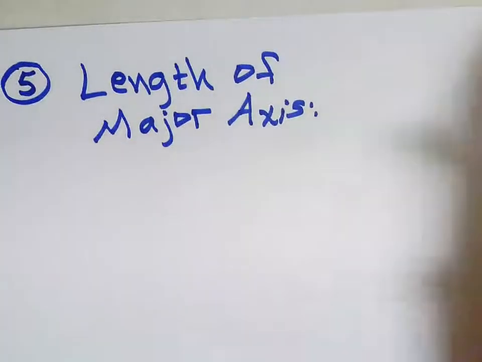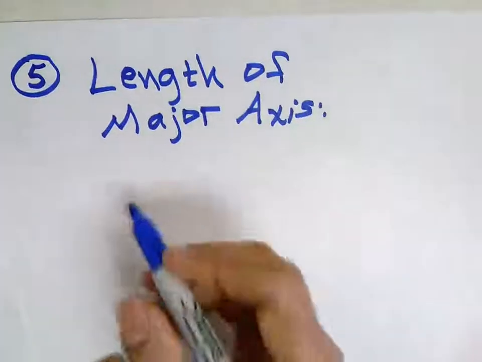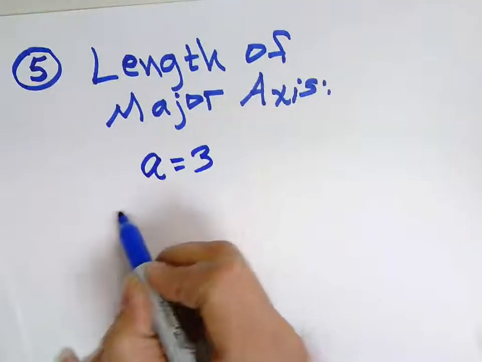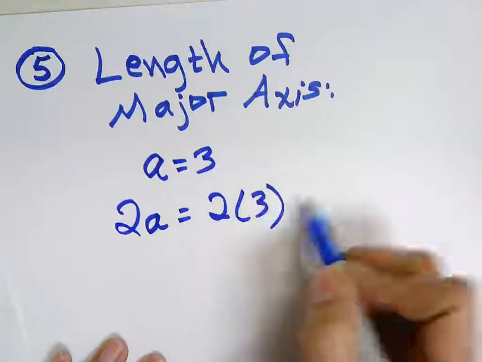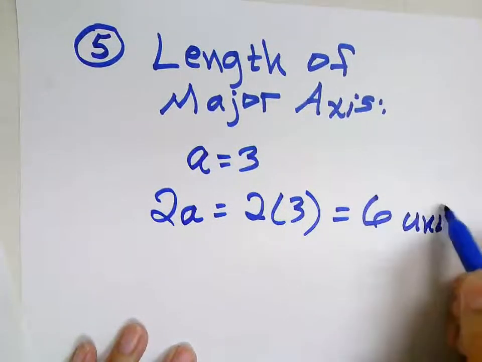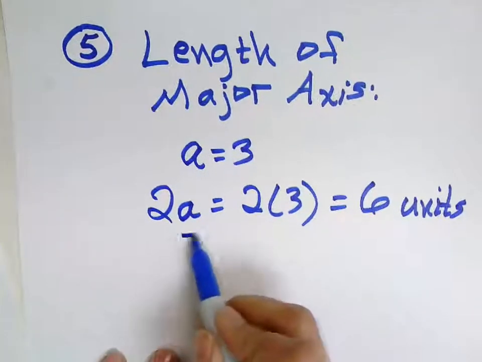And then I'm going to ask for the length of the major axis. Well, remember the a was 3. And the length of the major axis is always 2 times the a. So it's going to be 2 times 3, which is 6 units. So the length of the major axis is 6 units. It's always 2 times the a.